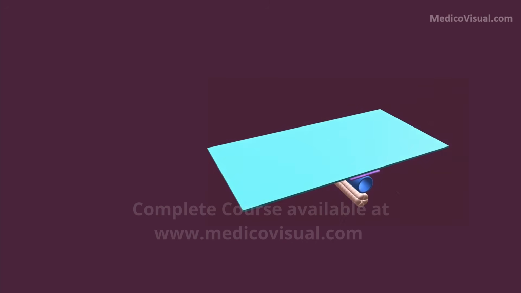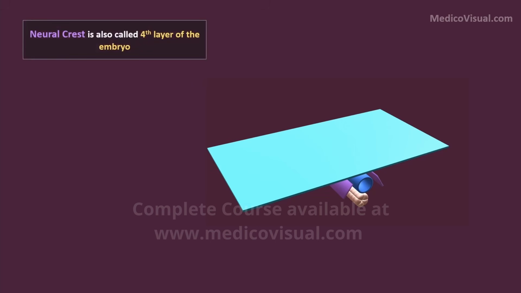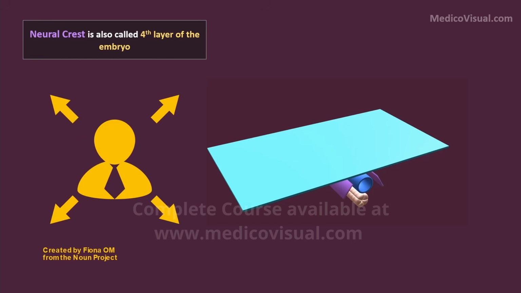These neural crest cells will then separate and move to different parts of the body. They will form many different structures, and because of this, the neural crest cell is also called the fourth layer of the embryo. What I think of these neural crest cells is that they are like envoys, like representatives of the central nervous system to different parts of the body. Some very important structures in different parts of the body are formed by the neural crest cells.